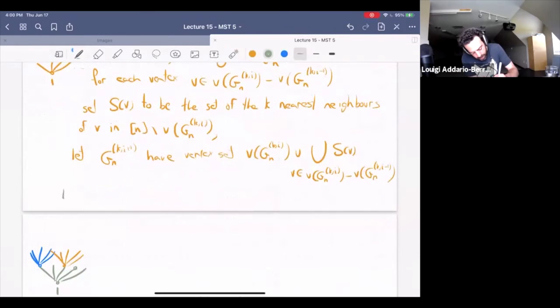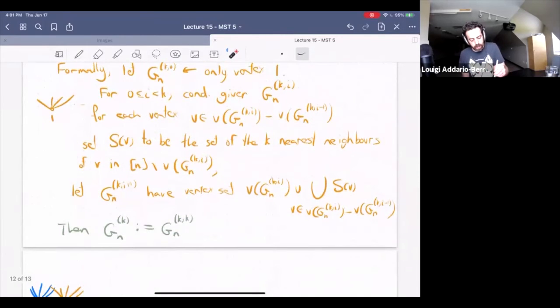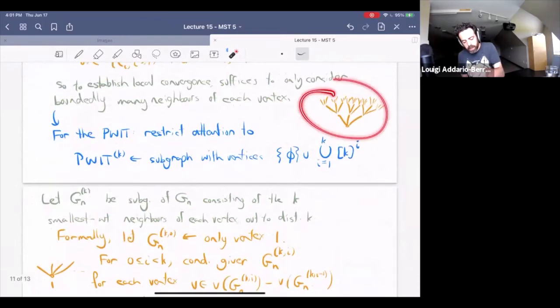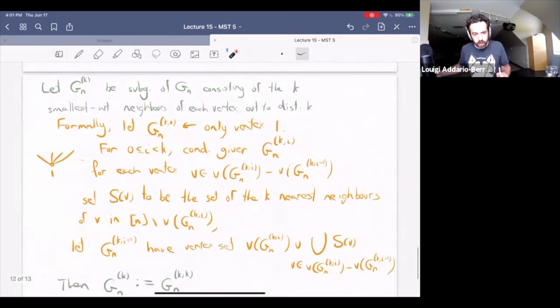So G(n,K) is the graph taking K nearest neighbors out K steps, so each of K steps. So that's just G_n of K, K in this notation. So what we'd like to say is that this graph looks a lot like this PWIT_K that we get by looking at the K smallest neighbors at each step out to distance K, right?